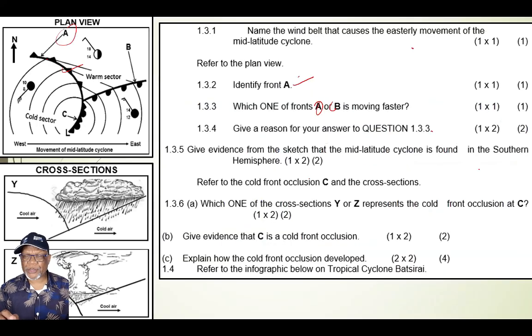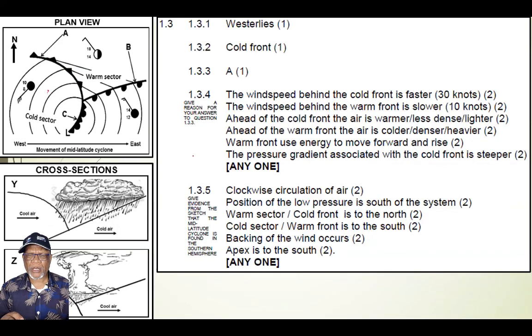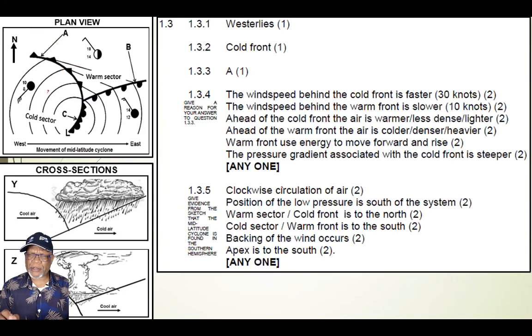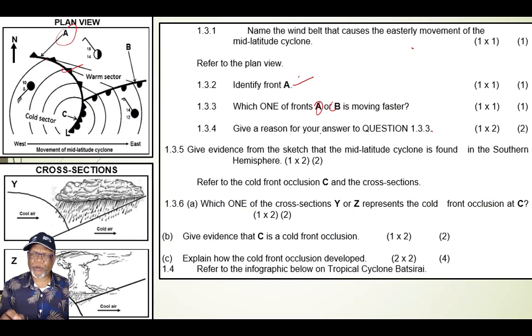So those are the questions that you expected to give there. I'm looking at the wrong questions here. I'm answering the wrong question. Give reasons for your answer. Here it was, why is it moving faster? So those are the answers that you could give. These are the answers to 1.3.4. And now let's move to the next one.